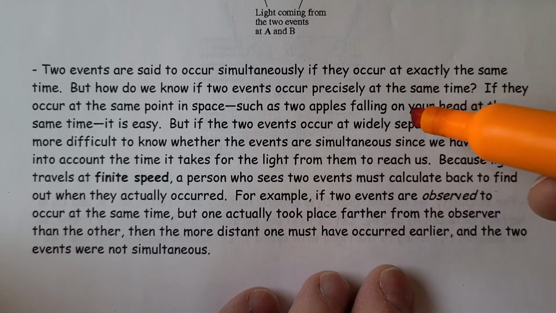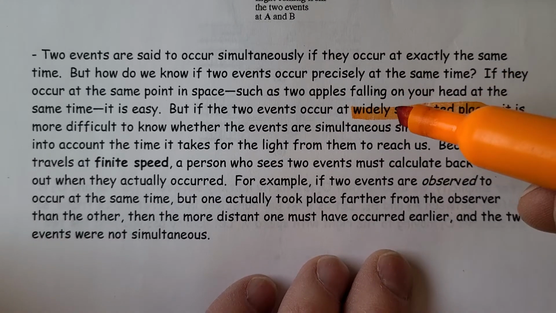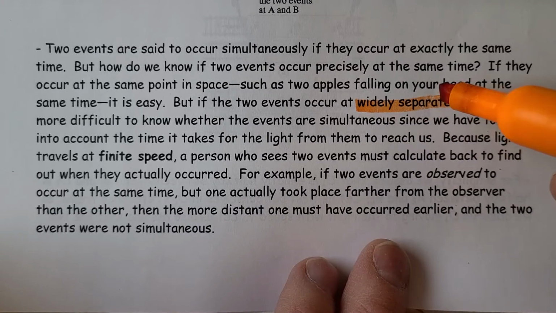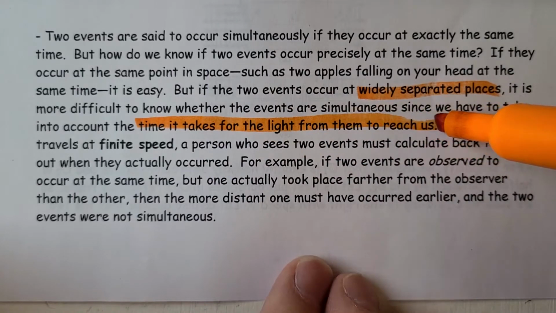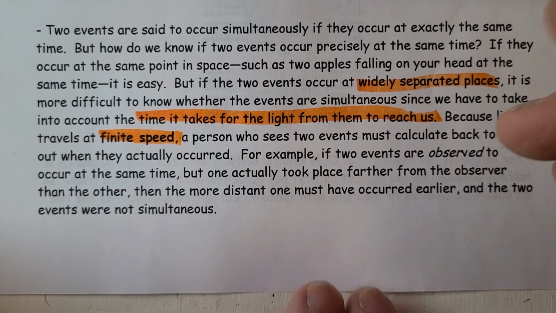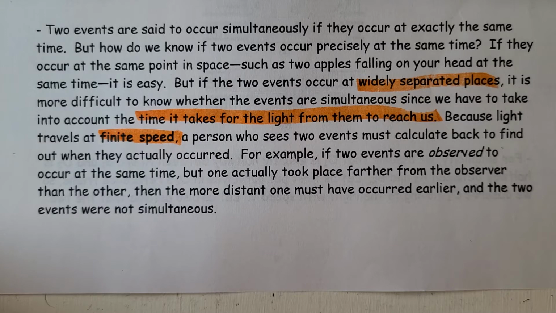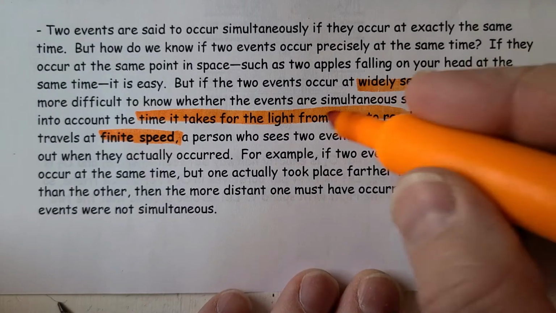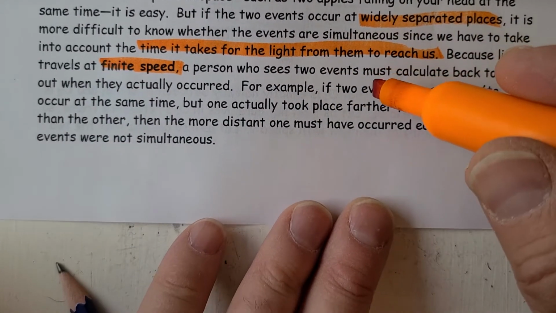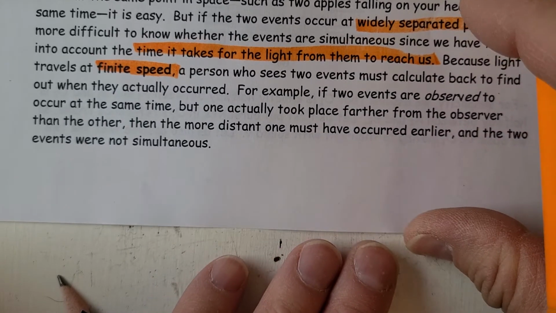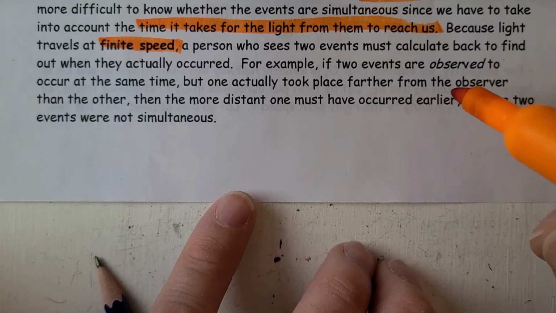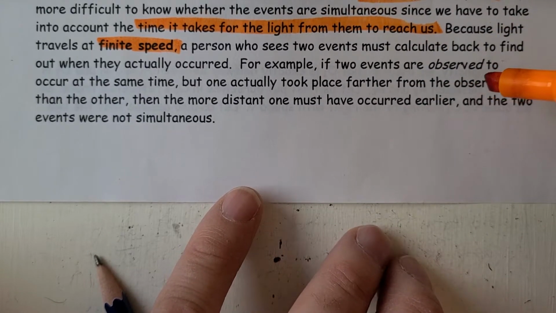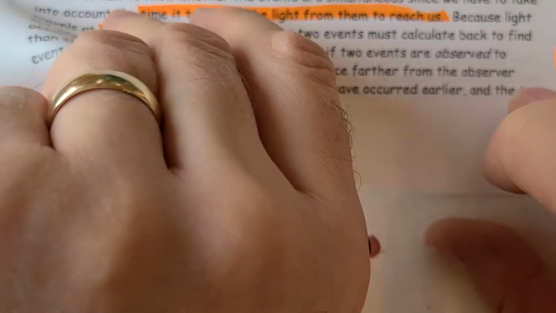But if the two events occur at widely separated distances, it's more difficult to know whether the events are simultaneous, since we have to take into account the time it takes for the light to reach our eyes. Because again, light has a speed limit, 3.0 times 10 to the 8 meters per second. So a person who sees two events must calculate back to find out when they actually occurred. For example, if two events are observed to occur at the same time, but one was actually farther away from the observer, then the more distant one must have occurred earlier, and these are not simultaneous events.